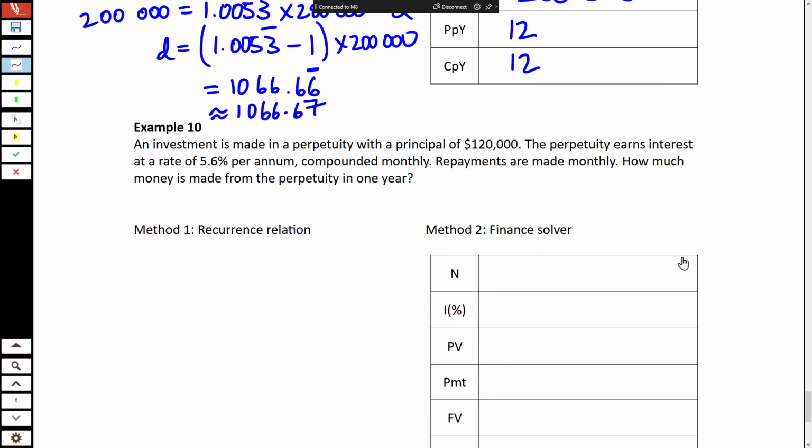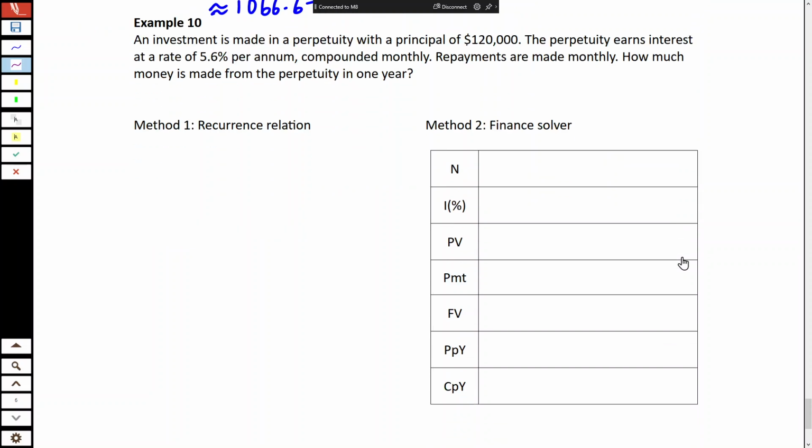Okay, we'll quickly do example 10. I'll just set it up for you. A perpetuity is exactly the same as an interest-only loan, except this time the bank is borrowing money from you, the bank is paying you money, you're earning interest. So let's do this just with the finance solver. It's like an annuity, except that the bank is only paying off the interest. So the principal doesn't change over time.